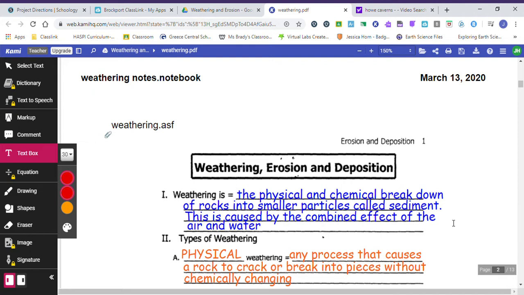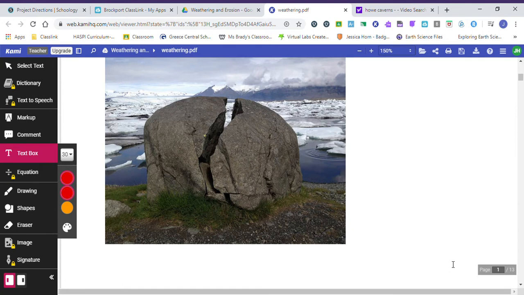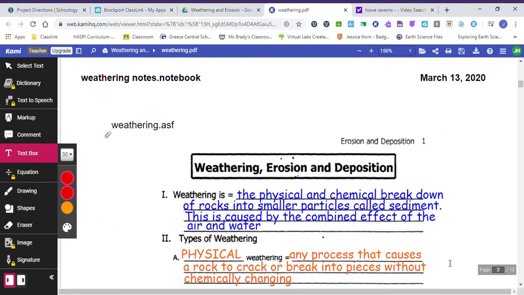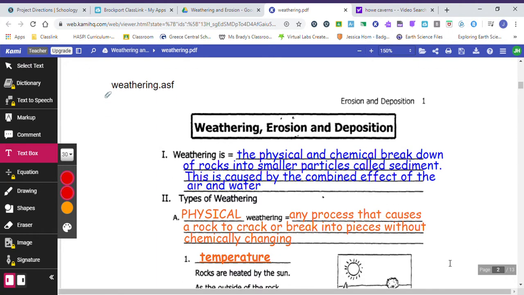So the picture of the road that I showed you, that's an example of physical weathering because it was broken into smaller pieces. It's still pavement, it's still the same material, but it's just in smaller pieces. That big rock that I just showed you, let me scoot back up to that. This large rock, it is all the same type of rock. It's just split into two halves. Still the same rock though. So physical weathering simply breaks it into smaller pieces, doesn't change the rock.